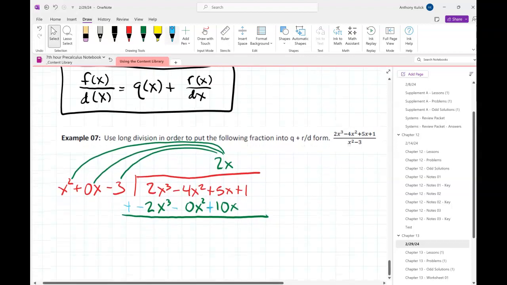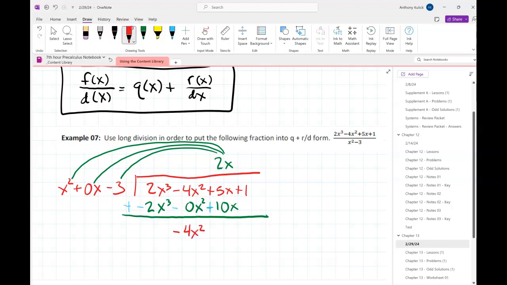And now I'm just going to add straight down. So 2x cubed plus a negative 2x cubed is 0. Negative 4x squared plus negative 0x squared is still just negative 4x squared, right? 5x plus 10x is, where did I get 10x from? Shouldn't that be 6x? Great googly moogly, guys. How come nobody's crying bloody murder at that? So that's 11x. And then I'll bring that 1 down.